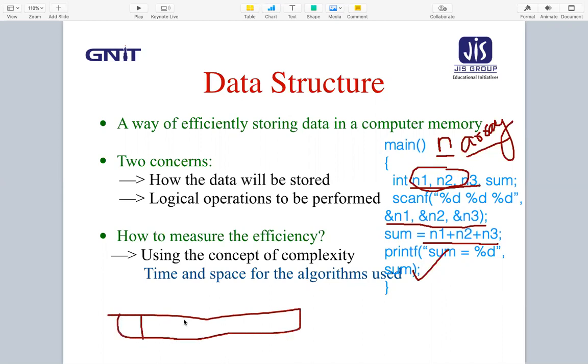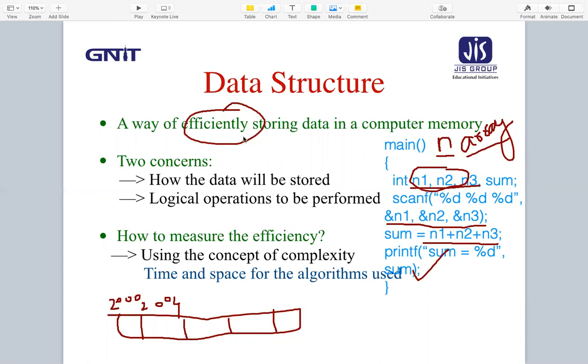So it will be something like this. If we assume the memory space starts from something like 2000, the next value will be 2004, if we assume it is four bytes, and so on. So this is what data structure teaches us: given a problem, how we can store that data in memory so that we can efficiently program our problem. That is what I mean by efficient.